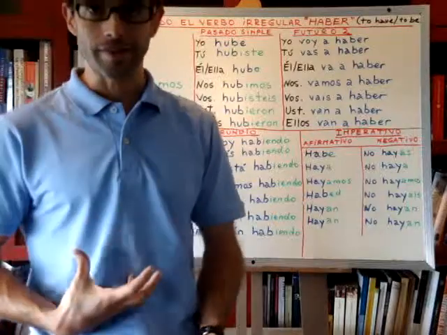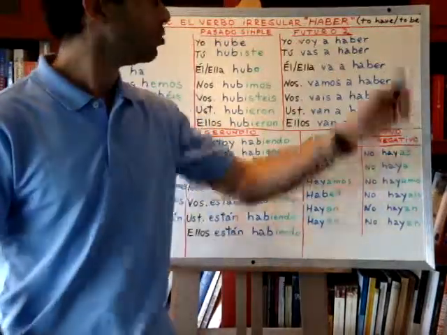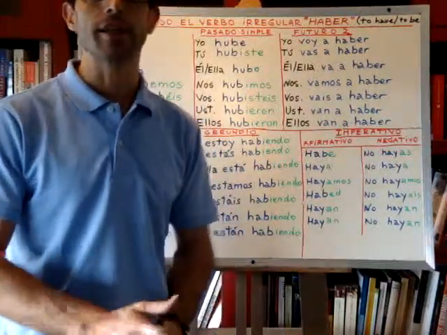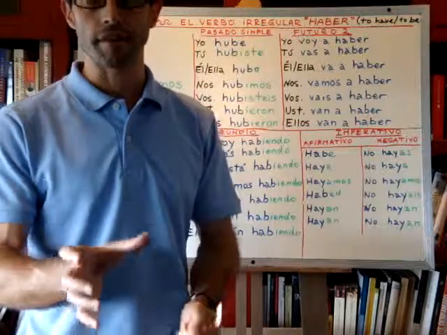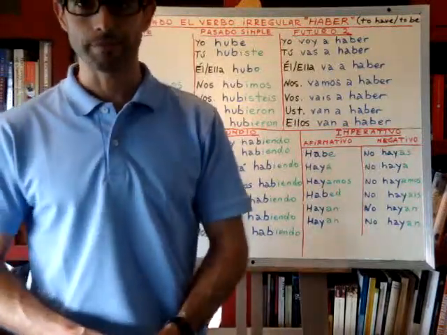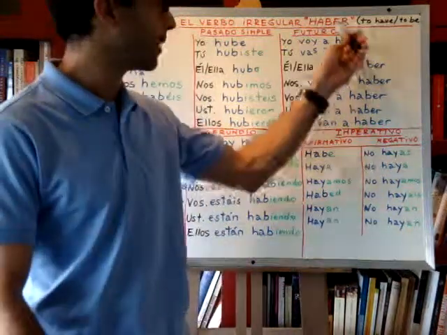Yo tengo una manzana. El verbo haber no significa to have en el sentido de posesión. Porque para decir, por ejemplo, I have an apple, en español decimos yo tengo una manzana. O sea, utilizamos el verbo tener, no el verbo haber.